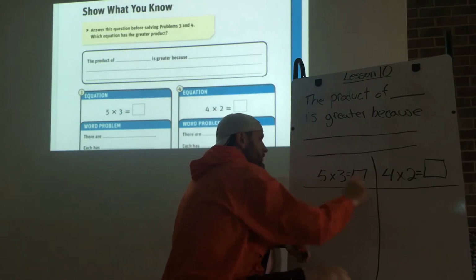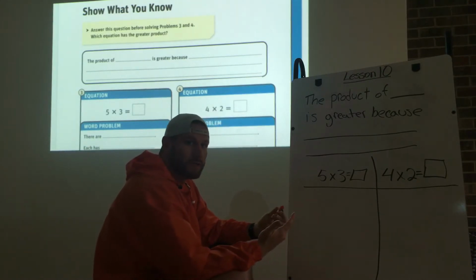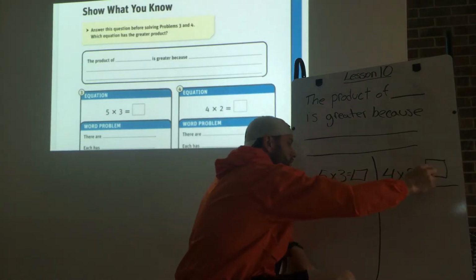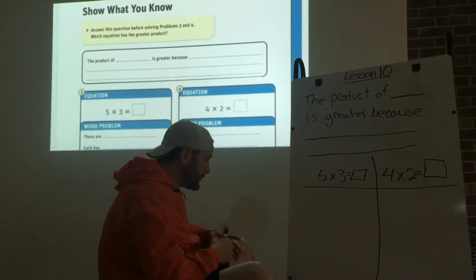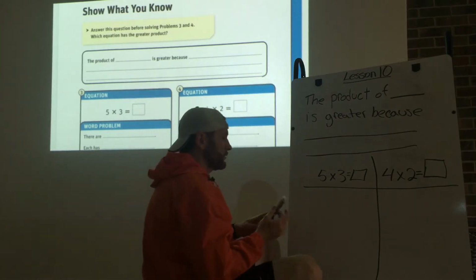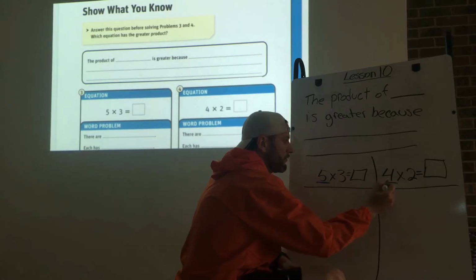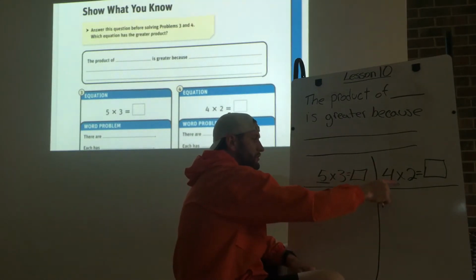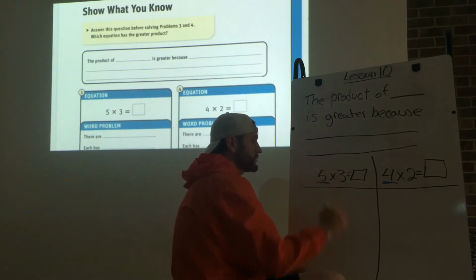Out of these 2 equations, which one is going to have the larger product? And the product is the answer. So, which number is going to be larger? If I'm going to compare numbers, let's just take the first one. Right here, I'm looking at the 5 and the 4. That's the first number in the equation. I know that 5 is larger than 4, so right now I would say it could be the first equation, 5 times 3.